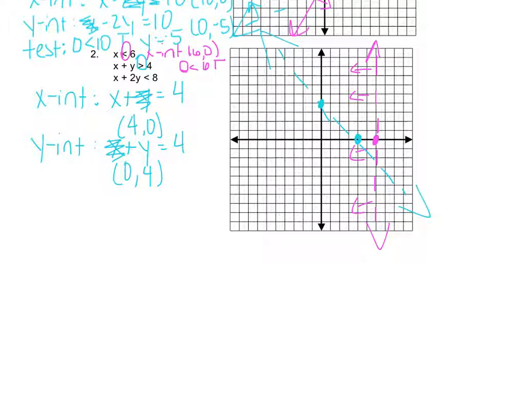Okay, so your shading, we're going to plug in a test point of 0, 0. So if we plug into this inequality, we're going to get 0 is greater than 4, which is false. So I do not need to shade wherever 0, 0 is at. So I would need to shade above that line.